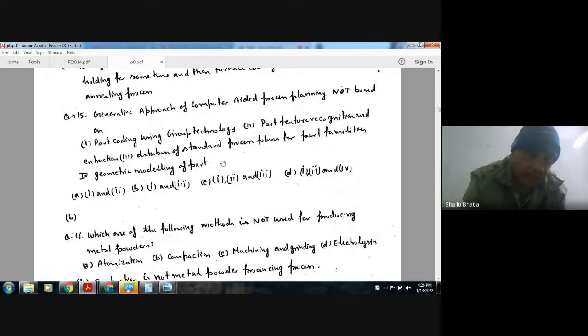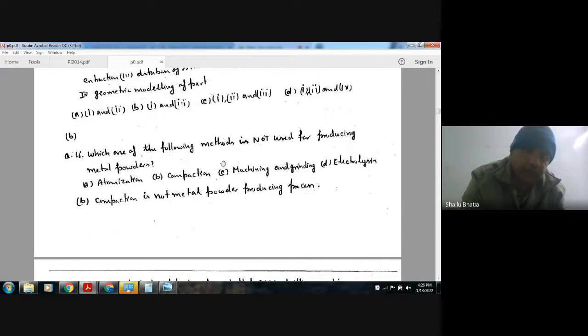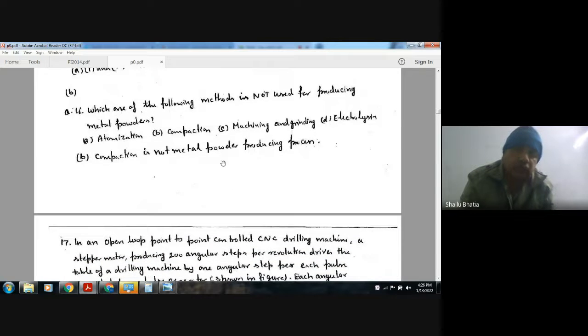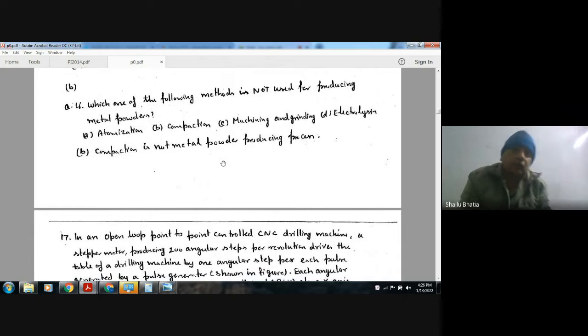Okay. Next, which one of the following methods is not used for producing metal powder? Option A, atomization; B, compaction; C, machining and grinding; D, electrolysis. So the answer is compaction. It is not a metal powder production process. It is a method of compacting the powder, so it doesn't make powder, it makes metal from the powder. So the answer is B, which is not a powder producing process.